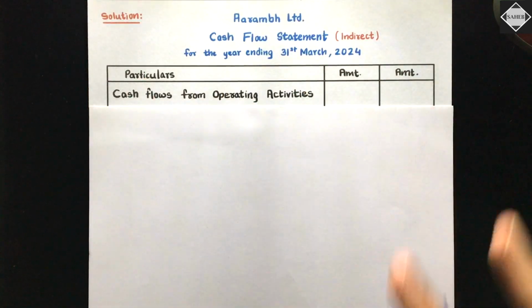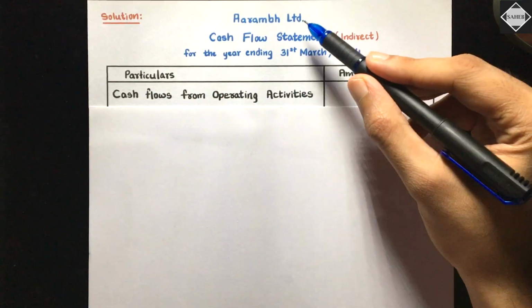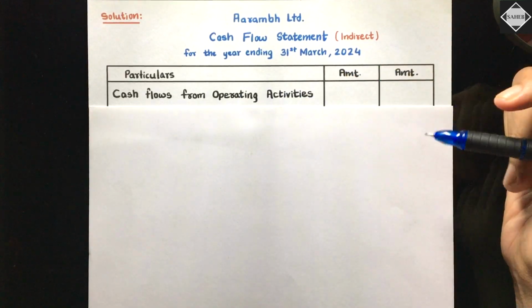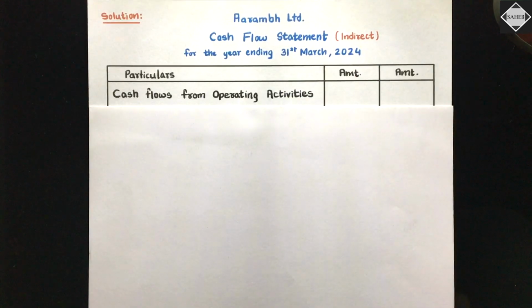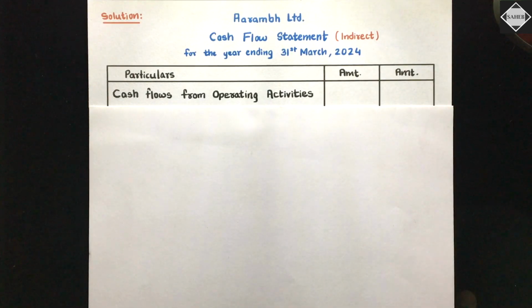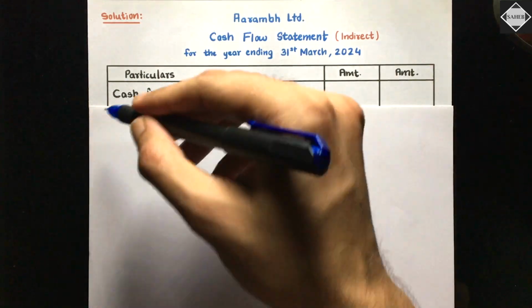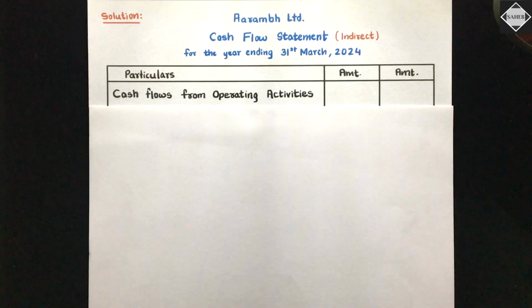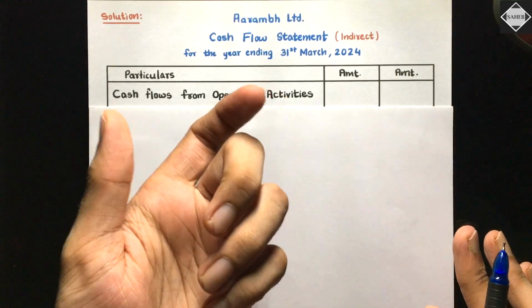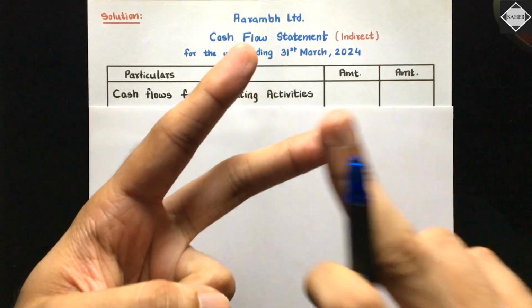It's really simple. Now see here, we have the solution. Cash flow statement of Aarambh Limited for the year ending 31st March 2024, as said in the question, and we are doing this as per the indirect method because we saw how the question was given. It can't be solved by the direct method, isn't it? So see here, cash flow from operating activities, that's what we have to do. First, what do we need? We need profit. We don't have net profit before tax or net profit after tax.